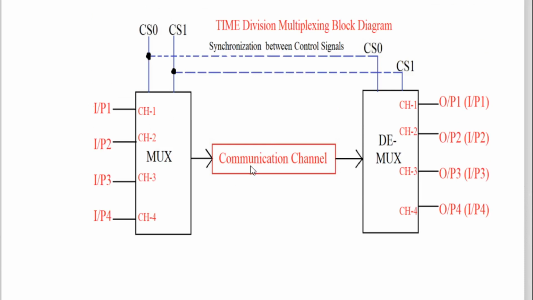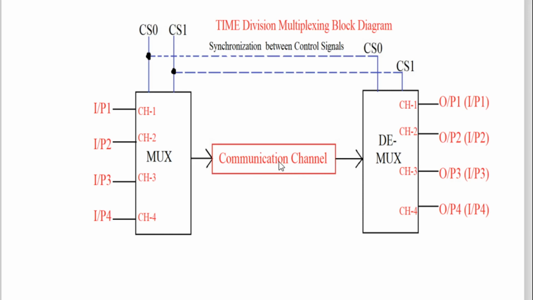Therefore it is said that, in another way, if you start thinking, this communication channel is almost utilized at the same time by all 4 input signals. Almost. This communication channel is almost utilized by the 4 information signals simultaneously. So all 4 are almost appearing on this communication channel simultaneously.